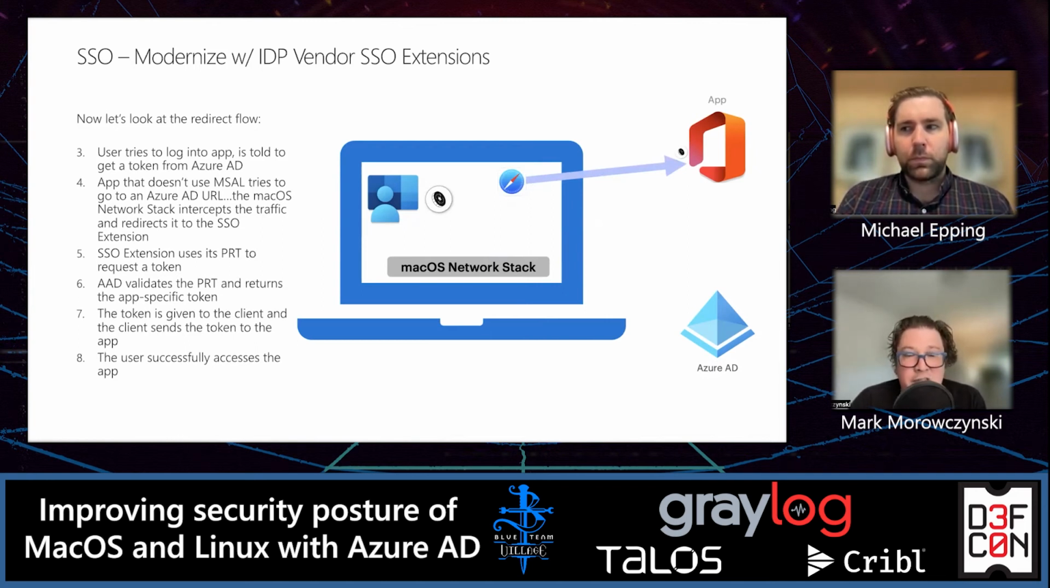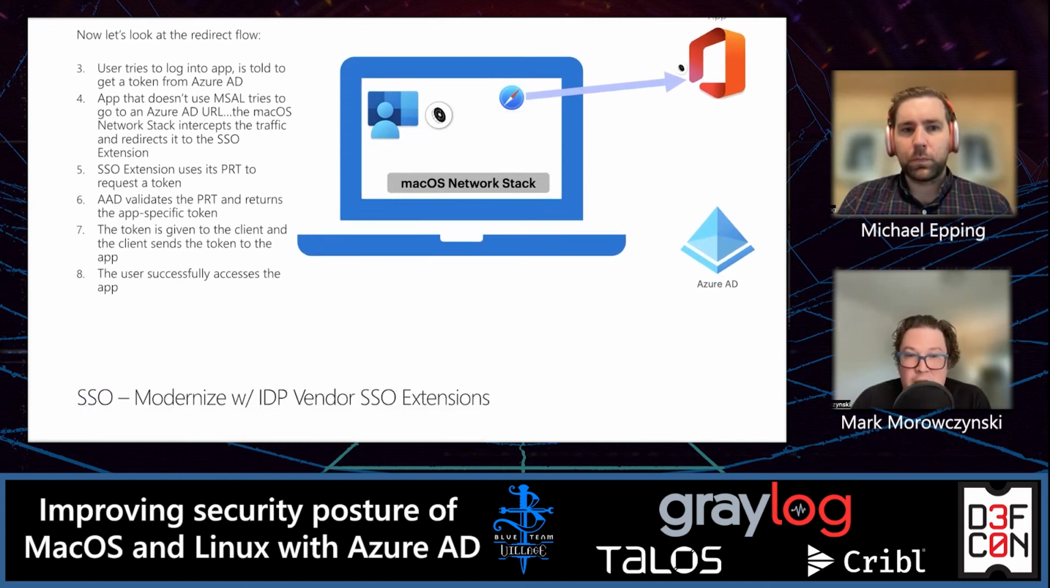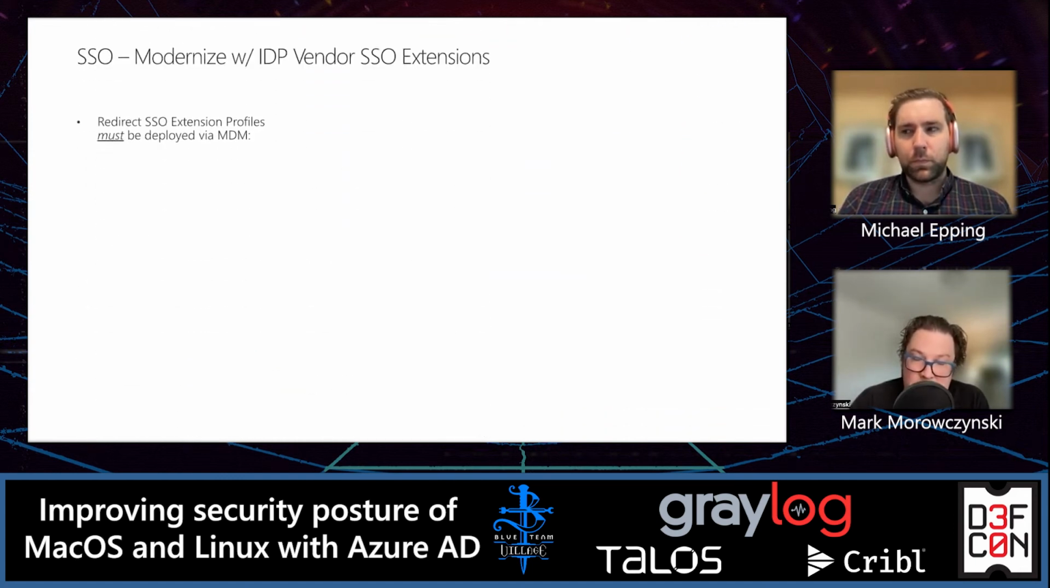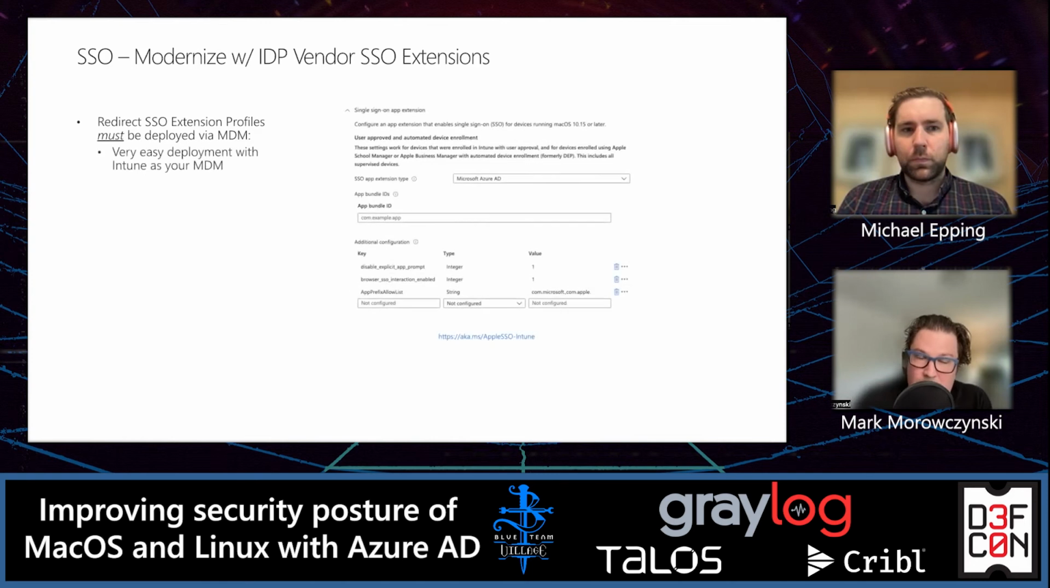But beware here, this is a very, very powerful thing because the OS is intercepting that network traffic and sending it off somewhere. So if we misconfigure this, we can break SSO. But if something is malicious here, it's going to send those requests off to that. So we have to be very, very careful. So this is why this has to be deployed via an MDM. It's very, very powerful. So if Intune is your MDM, this is very straightforward.